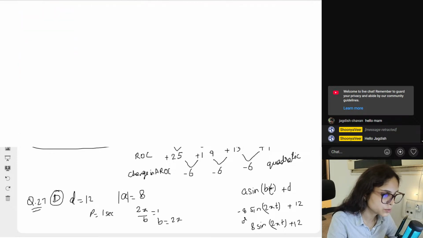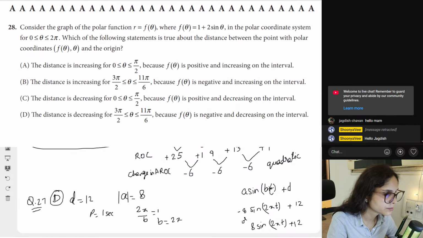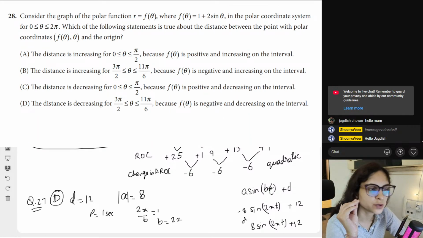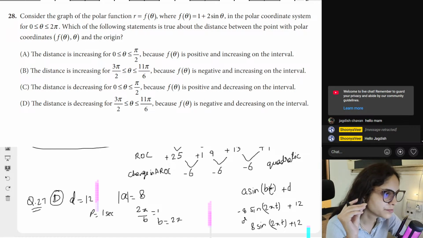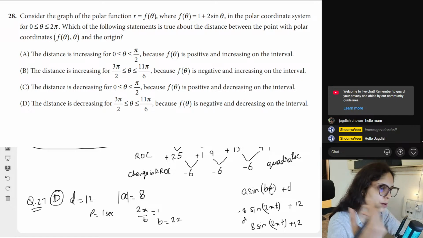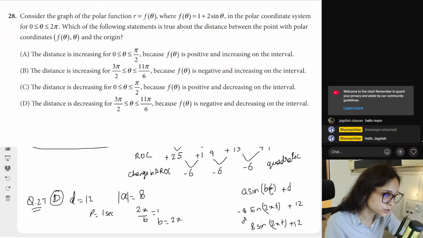And now coming to the last question. Consider the graph of the polar function r is equal to f of theta, where f of theta is 1 plus 2 sine theta in the polar coordinate system. Which of the following is true about the distance between the point with polar coordinates f of theta and theta? So there are four things given to us: positive increasing, negative increasing, positive decreasing, negative decreasing. So 0 to pi over 2. You have 1 plus 2 sine theta.